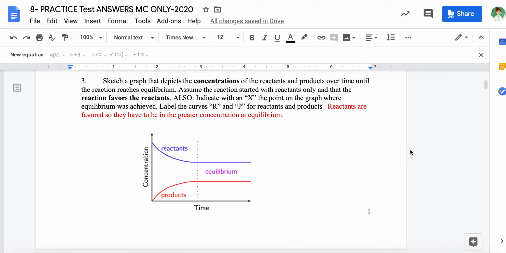In question 3, we have a situation where the reactants are being favored at equilibrium. They have a greater concentration. But the idea that the concentrations of the reactants and products stop changing is important, and we can see that here during this flat part of the section of the graph.